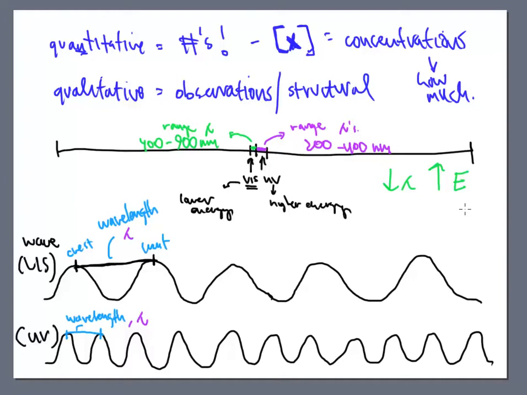What is the abbreviation that we use for wavelength? What range do we use for UV? And what range do we use for visible? Those might be some of the test questions that you'll see.